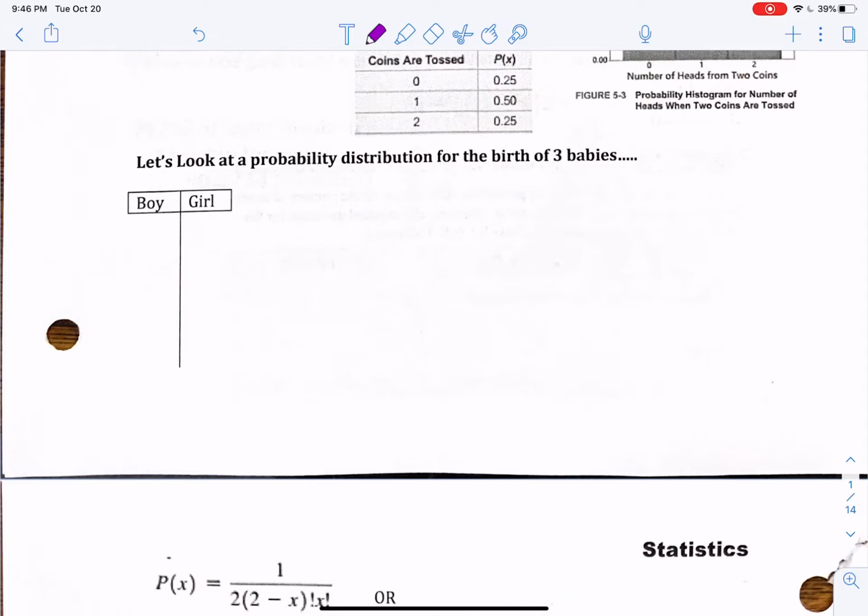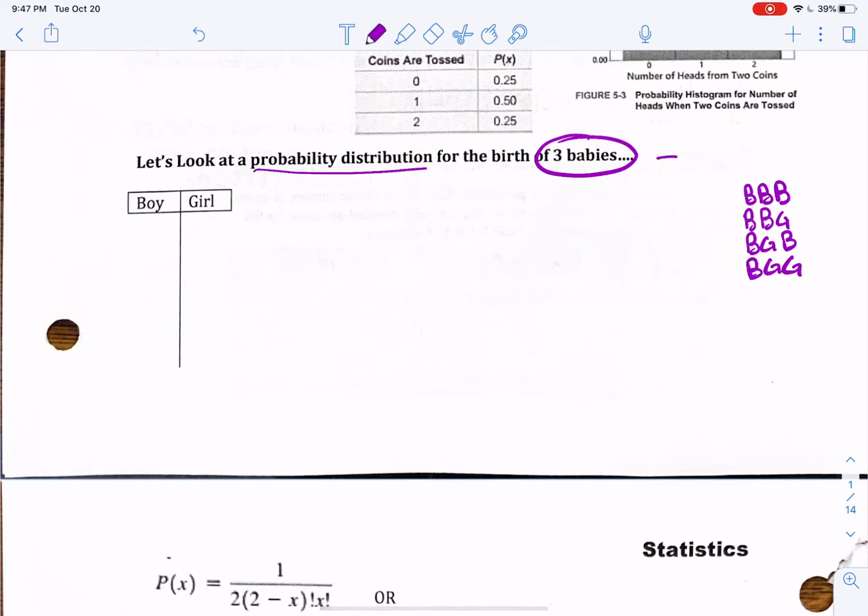We're going to fill out this probability distribution for births of 3 babies. When we're talking about births of 3 babies, I'm going to list them out over here. We could have a boy, boy, boy. We could have a boy, boy, girl. We could have a boy, girl, boy, or boy, girl, girl. We're going to keep listing these out, but let's first determine how many combinations there are. If I'm having 3 babies, the first baby could be a boy or a girl. That's 2 combinations. The second baby could be a boy or a girl. That's another 2 combinations. Third baby could be a boy or a girl. That's another 2 combinations. So 2 times 2 times 2, there is 8 total in this list.